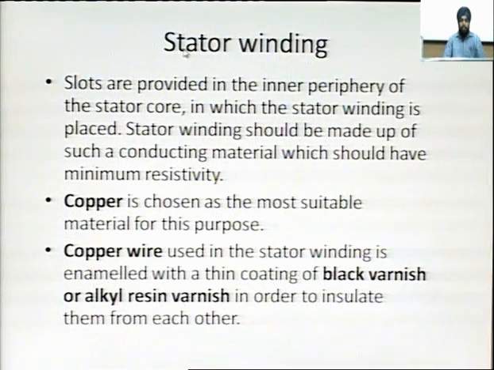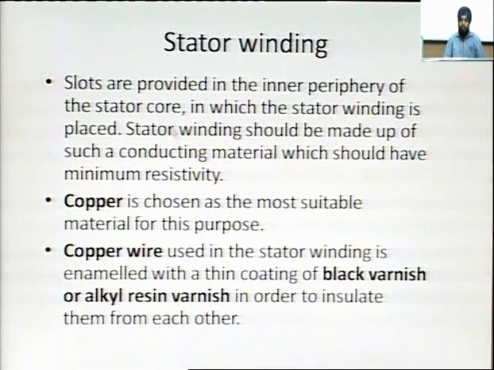Stator winding. Slots are provided in the inner periphery of the stator core in which the stator winding is placed. Stator winding should be made of such a conducting material which has minimum resistivity. Copper is chosen as the most suitable material for this purpose. Copper wire used in the stator winding is enameled with a thin coating of black varnish or alkyd resin varnish in order to insulate them from each other.